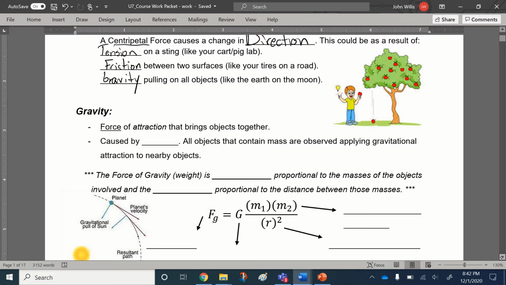It's caused by objects containing mass, right? So everything that has mass is going to be able to exert some sort of gravitational pull. That's the only stipulation. You just have to have some version of mass. A single atom of hydrogen is going to have mass and is going to have a gravitational pull or gravitational attraction with nearby objects. That attraction gets larger the more mass you have. And we'll talk about that with our equation down below in a second.